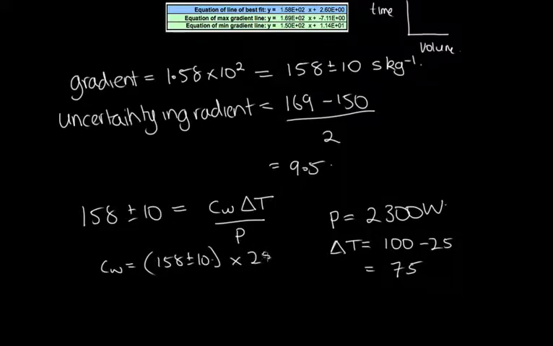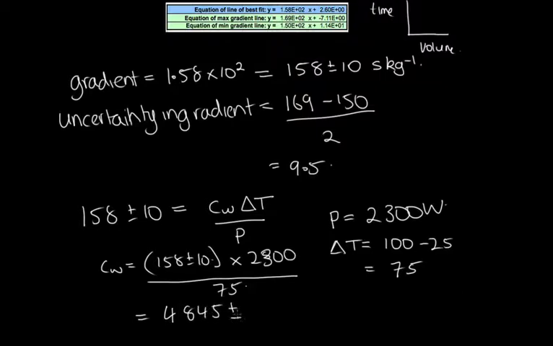which is the 2,300, over the change in temperature, which is the 75. So we do this times 2,300 and divide by 75 for both the value and the uncertainty. So this gives us 4,845 plus or minus 307, and this is joules per kilogram per Kelvin. And so if those were my values, this would be my answer for this case. Yours will be slightly different to this.